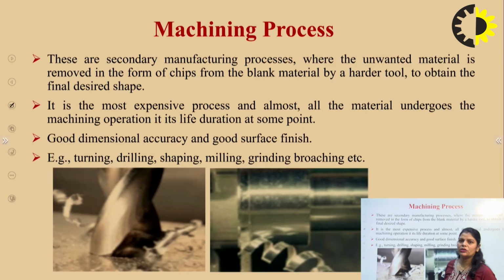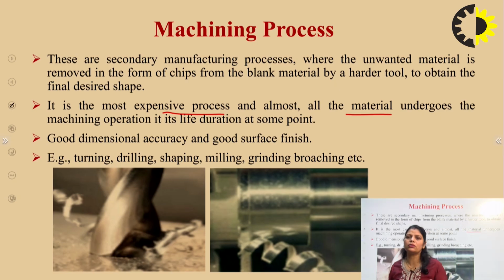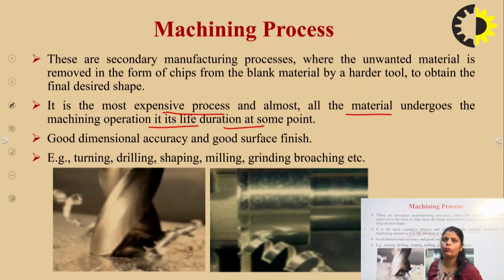Now, we come to the machining processes. Machining is considered a secondary manufacturing process, because here the material is produced with a good surface finish and dimensional accuracy. And this is the most expensive process, and we can say almost all materials undergo machining operations in their life at some point when we require dimensional accuracy, when we talk about tolerances.